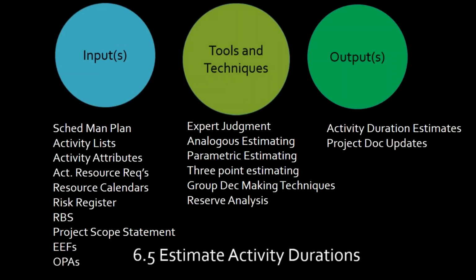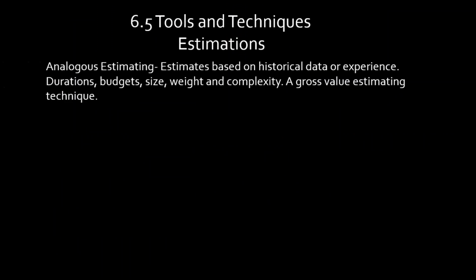And of course, there's more progressive elaboration. The more we do with all of this, the more we add document updates, the more we update the rest of our subsidiary plans, the more they affect our original plan, and so forth. Okay? So let's look at 6.5 and the tools and techniques and the estimation techniques that you need to know for the exam. The first one is analogous estimating.